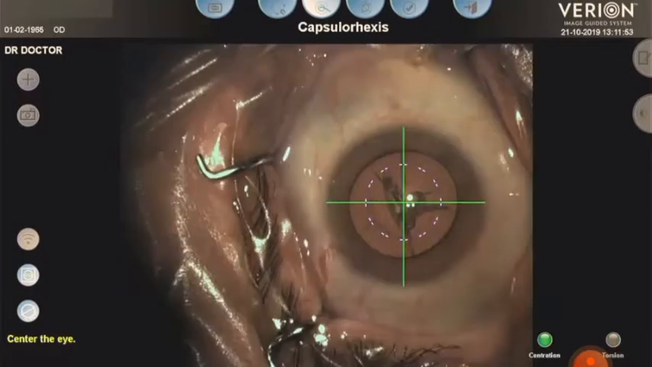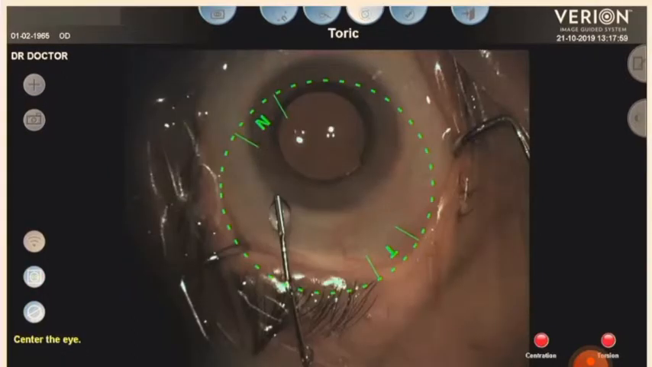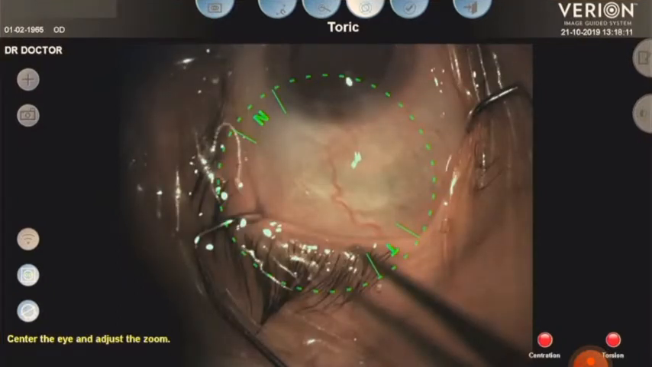Again, just a few more examples to show. It's quite intuitive. So if the patient starts to move their eyes, this will stop. It will tell you to center the eye. As you can see in the top left, lower left area, it says center the eye, because the patient is moving, and it happens to all of us under topical.